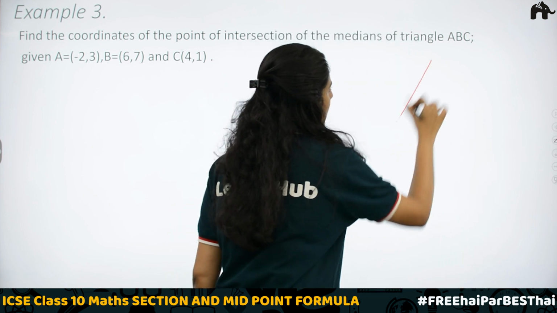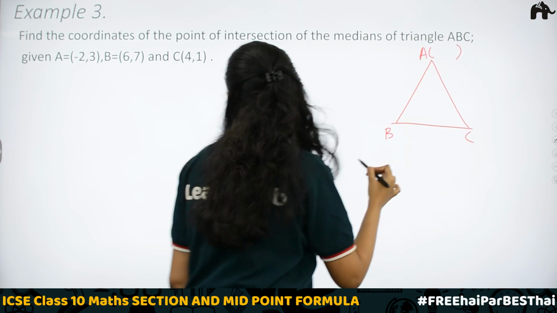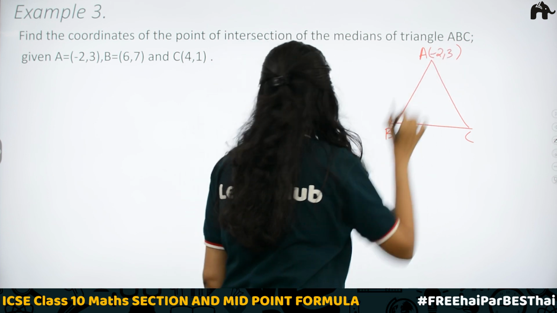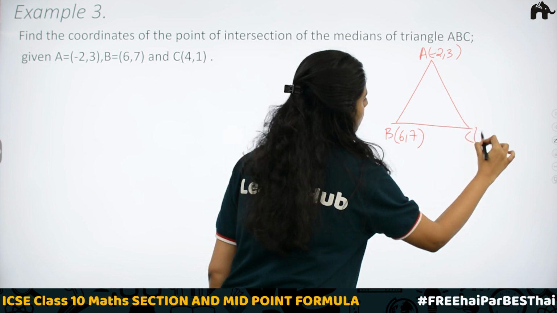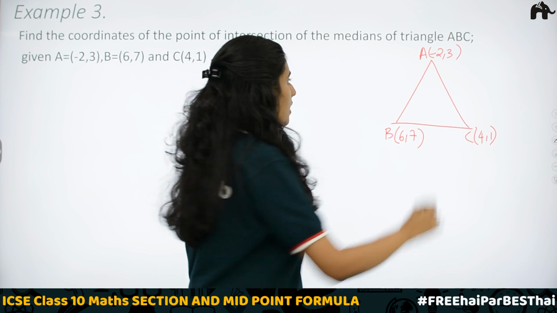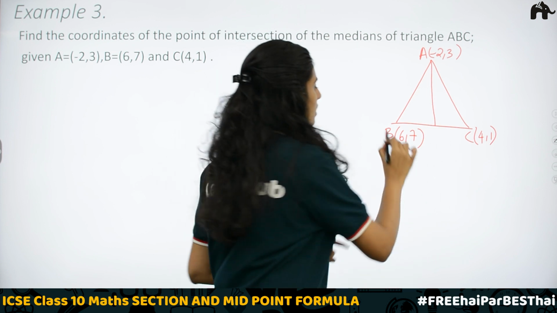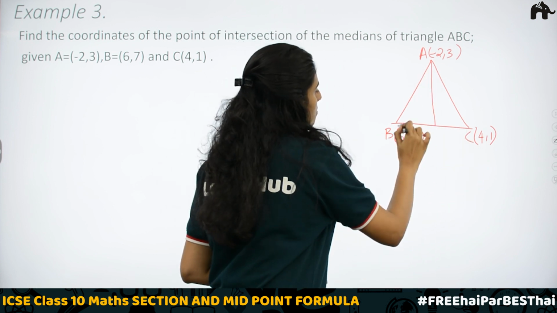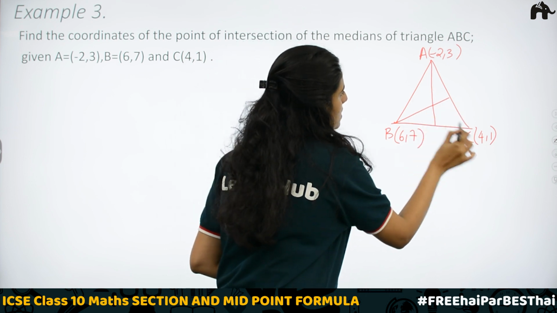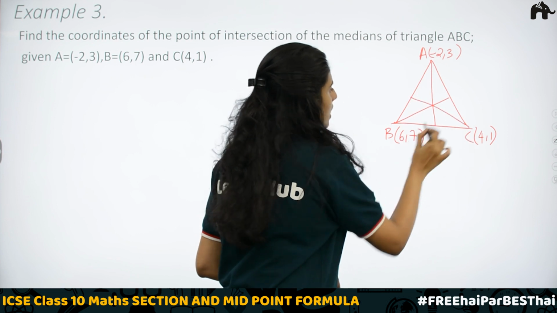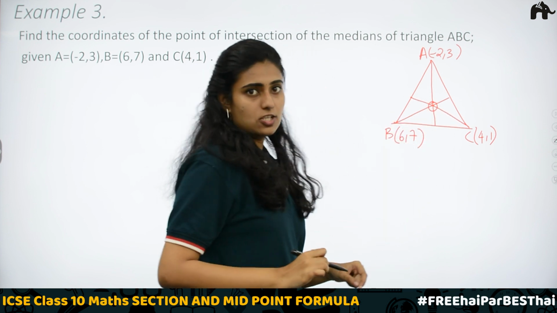We are considering a triangle ABC. Coordinates of A are -2, 3. Coordinates of B are 6, 7 and coordinates of C are 4, 1. Now from this vertex A, this is a median to the midpoint of BC. From B to AC we get a midpoint, this is a median, and from C to AB. So this is our centroid. We are going to find the coordinates of this centroid.